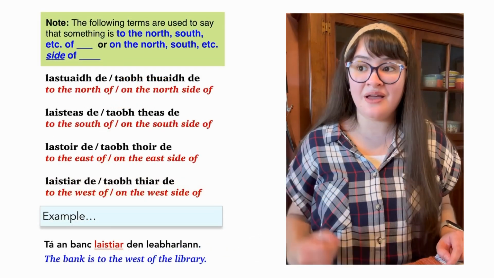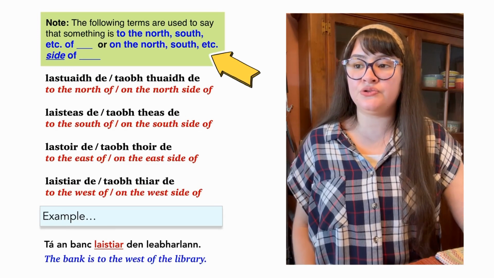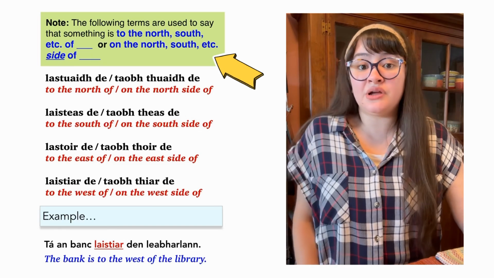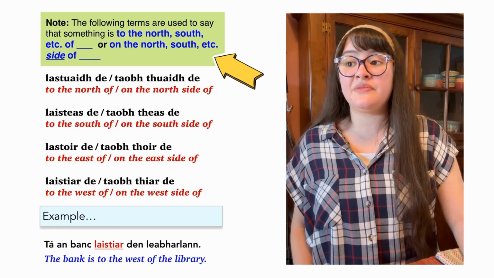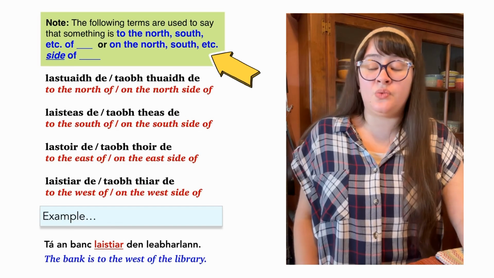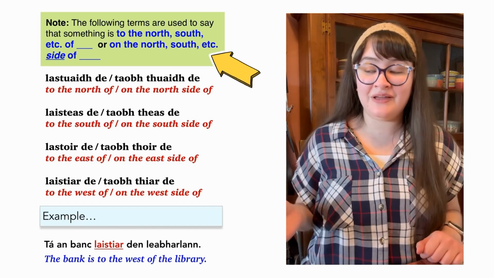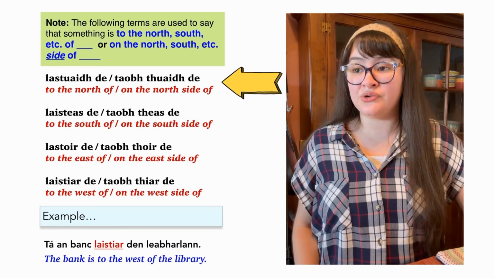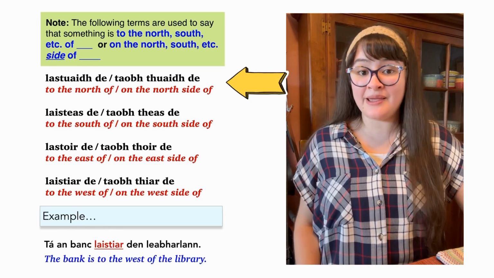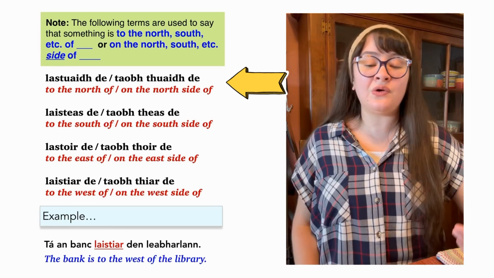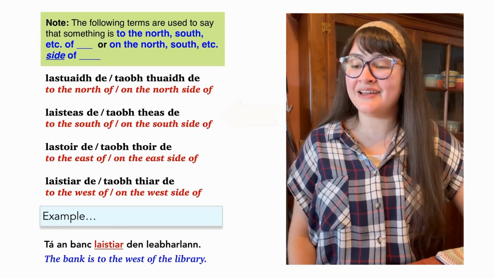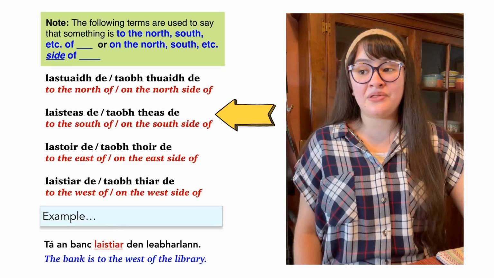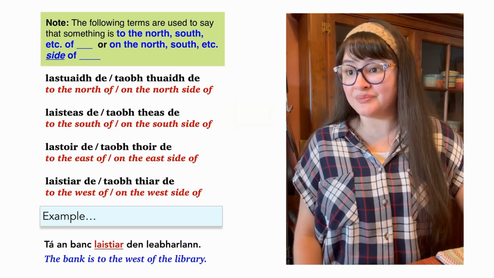Now, in the green box, note that the following terms are used to say that something is to the north, south, east, or west of blank, or that something is on the north, south, east, west side of blank. The terms that I'm about to list can be used interchangeably. So, lastuede or tiuhuede can mean to the north of or on the north side of. Similarly, lasjaste or to haste can mean to the south of or on the south side of.